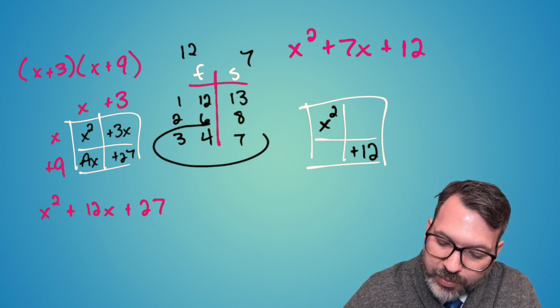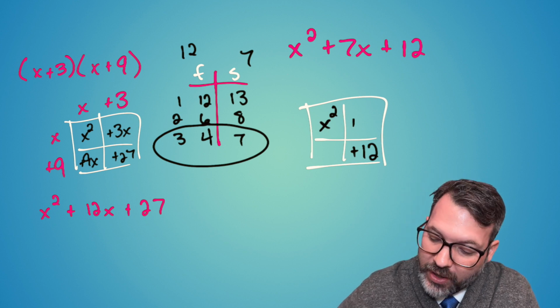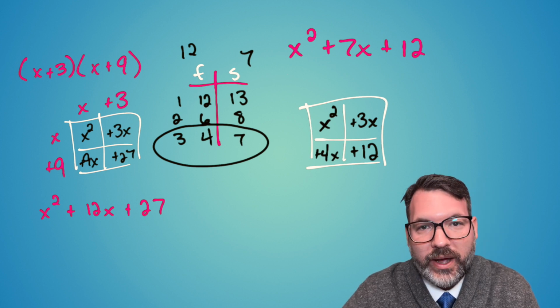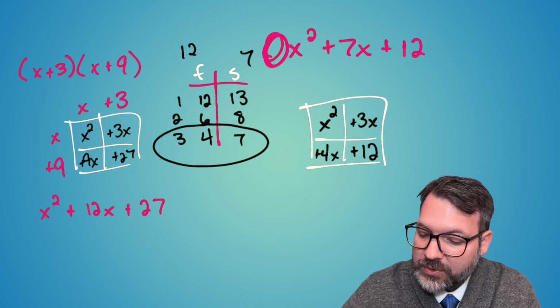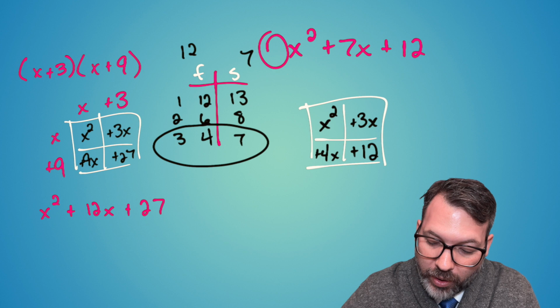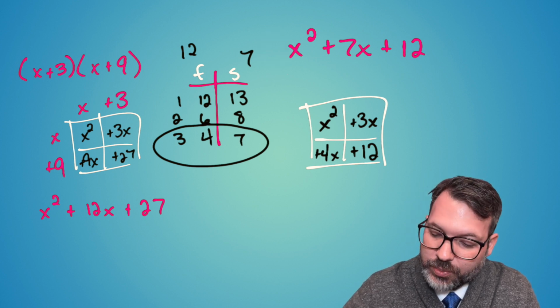Only one of those possibilities not only has the sum of 7, but also the product of 12. And so that tells me it must be a 3x and a 4x that fill in these other two boxes. For these monic trinomials, that's what we call it when it's just an x squared or n squared or whatever squared here, but there's no other number, the factoring at this stage is pretty easy.